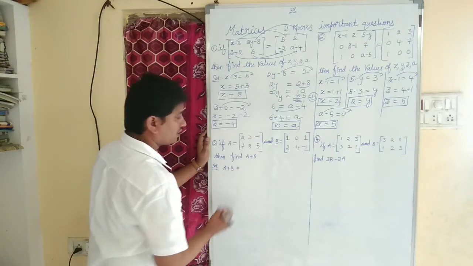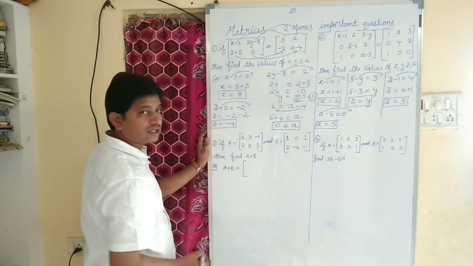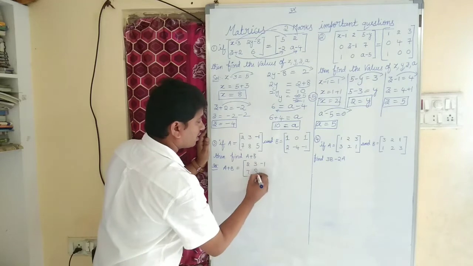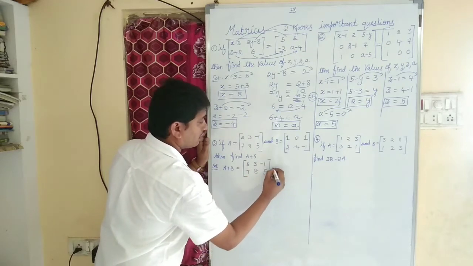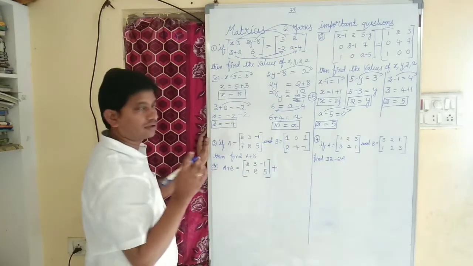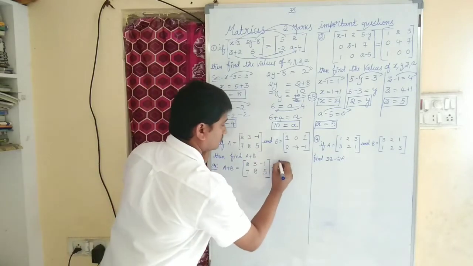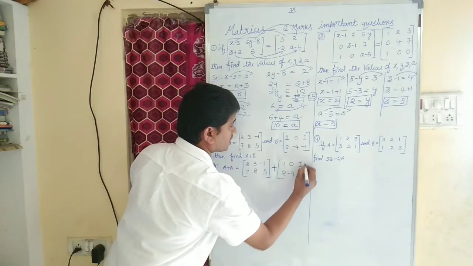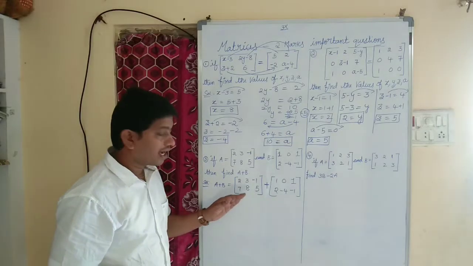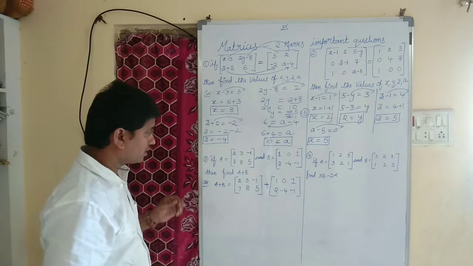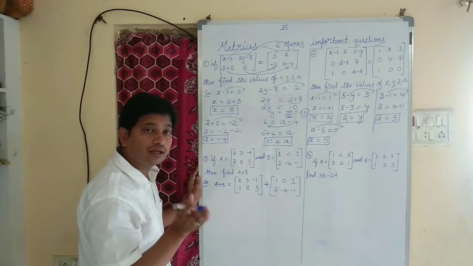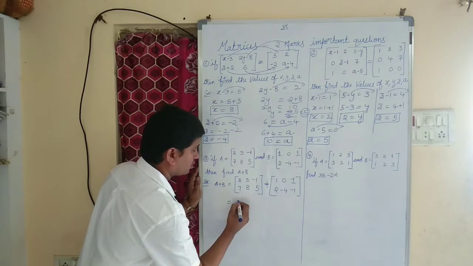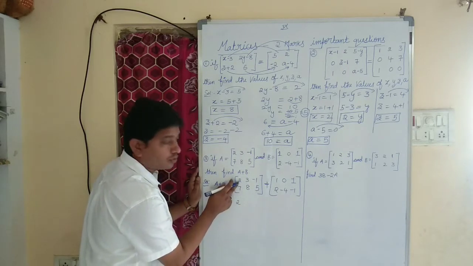A plus B is nothing but, what are the elements of matrix A? 2, 3, minus 1, 7, 8, 5. In between what we have, children? Plus. Right? Now B: 1, 0, 1, 2, minus 4, minus 1. Addition of two matrices, we need to add their corresponding elements, right?